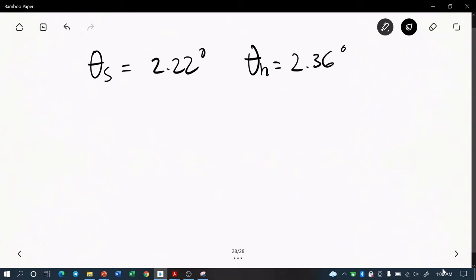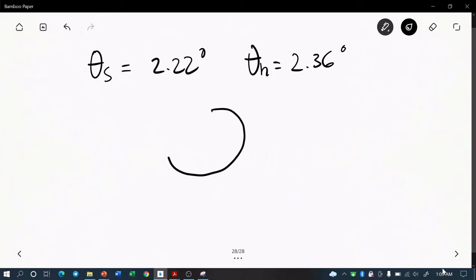Now we're going to compare the computed values of the torsional deflections. So the torsional deflection for the solid shaft is 2.22 degrees. For the hollow shaft, it is 2.36 degrees.